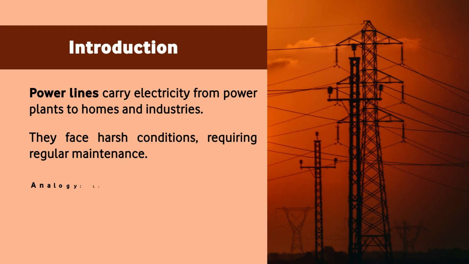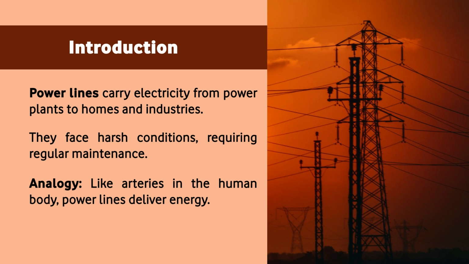Let us take an analogy for better understanding. Think of power lines and cables as the veins and arteries of our electrical system, just like in a human body. Just as blood vessels carry nutrients to every part of our body, these lines carry electrical energy to every corner of the grid. And just like in the human body, any blockage or break in the system can lead to serious problems. So, these power lines and cables are very important in transmitting power from the power plant to our home.